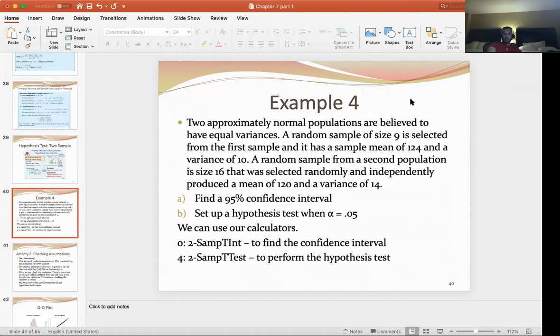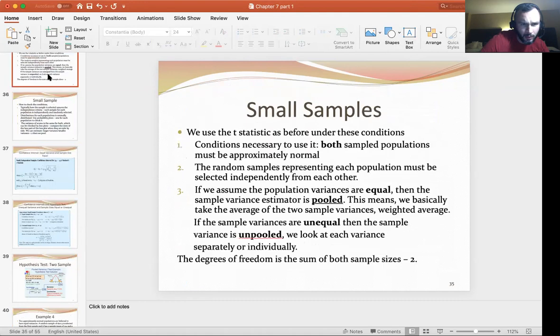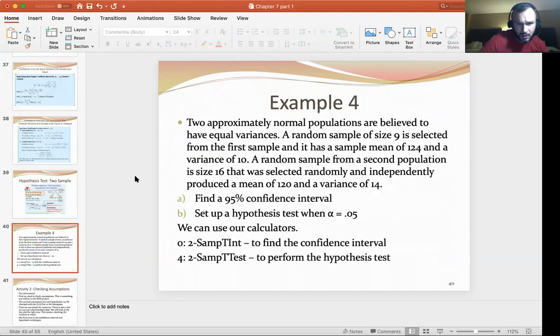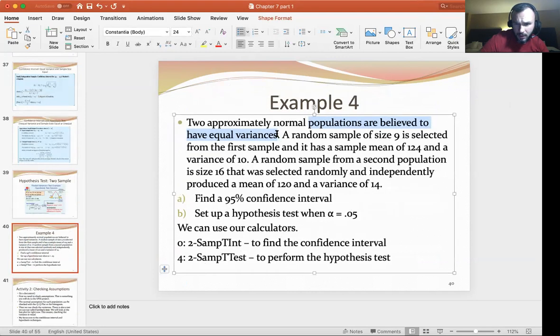Why is it pooled if the variances are different? Let's look back here. If we assume the population variances are equal, then the sample variance estimator is pooled. So we're given that the population variances are equal right here in the first sentence. The sample variances are unequal, 9 and 10, but the population variances are believed to be equal. So we can pool the sample variances. That's the importance of that.